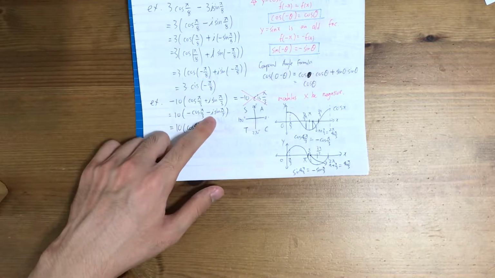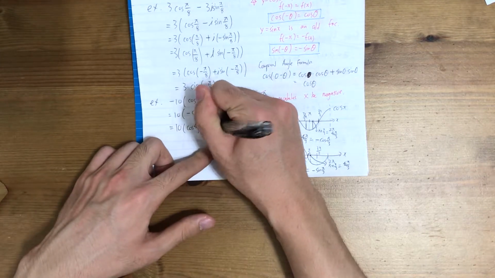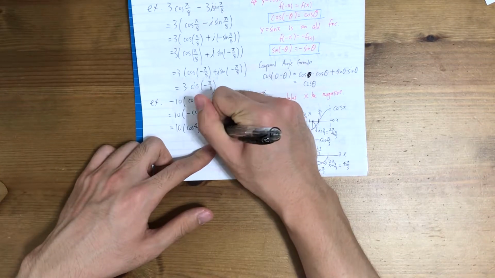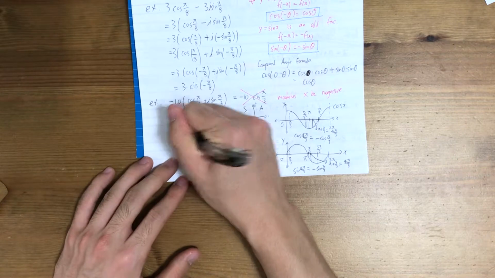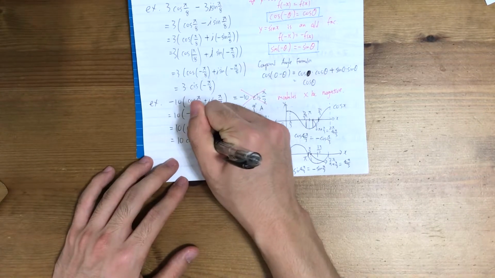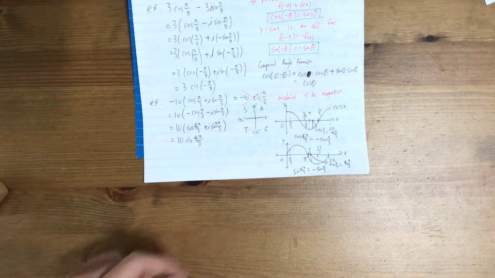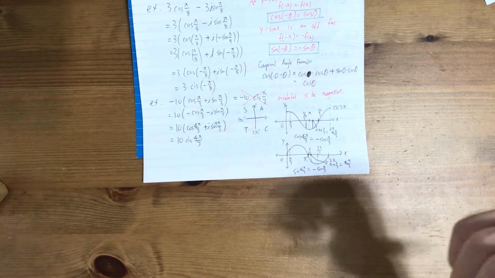And then also instead of writing negative sine pi over 3, we can write it as plus sine 4 pi over 3, and we have i. So that means it's 10 cis 4 pi over 3. Okay, so the argument is 4 pi over 3 and the modulus is 10.